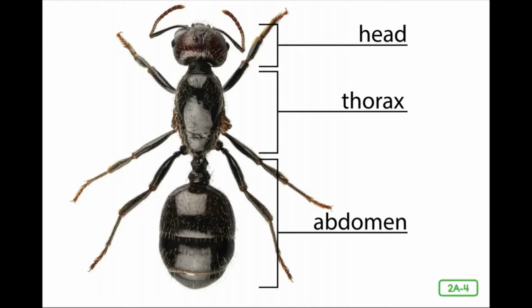We have been learning a lot about insects. We have learned that all insects have three main body parts: the head, the thorax, and the abdomen. All insects have antennae, an exoskeleton, and 6 legs, and some insects have wings.